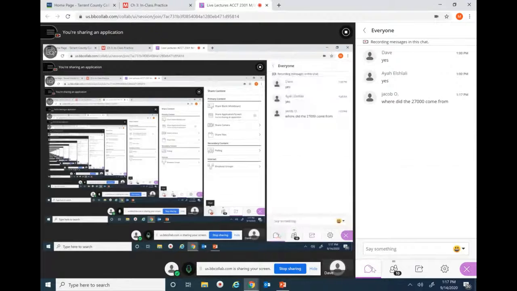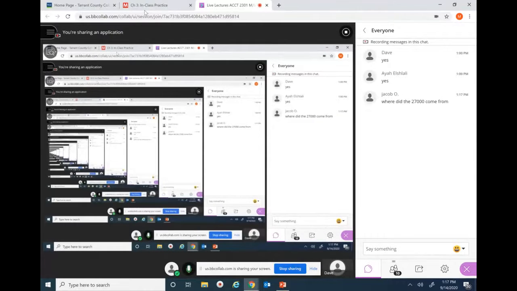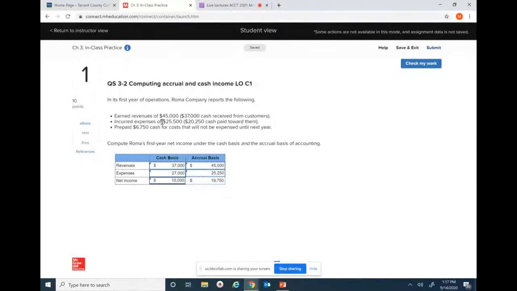Let me see. And the question is, where did the 27,000 come from? If you look at my cursor, I'm highlighting where the 27,000 came from. You have $20,250 cash paid towards incurred expenses. I'm adding another 6,750 because under the cash basis of accounting, you will include every cash payment that the company has made towards expenses, regardless of the fact that those expenses in the last bullet point are actually prepaid. They are considered assets. Does that help?